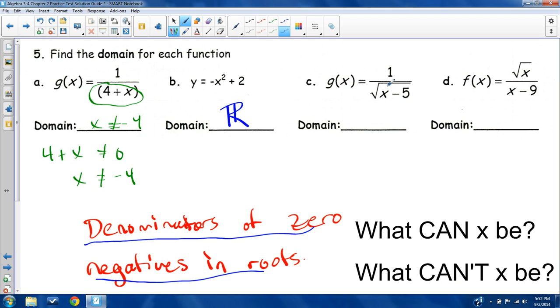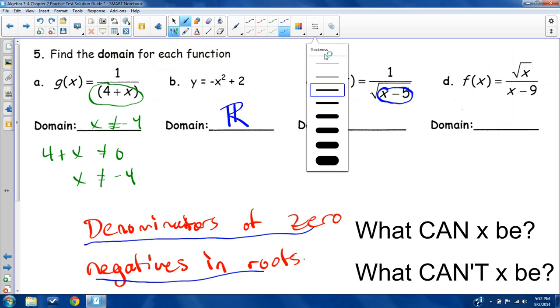So I'm going to take a look inside the square root first. I'm going to say x minus 5 cannot be a negative number, because if x minus 5 was a negative number, then I take the square root of a negative, and that's an issue. Remember, I'm currently ignoring this denominator thing right now. I just want to look at negative first. We'll talk about the other one after.